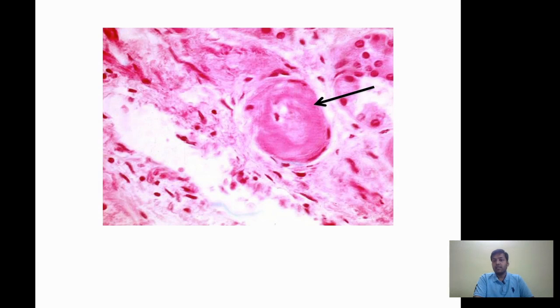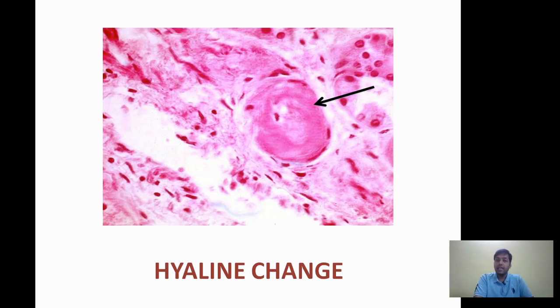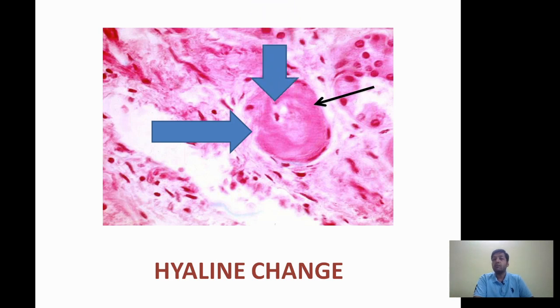So let us look at this basic diagram. This particular change is called hyaline change. See how this is an artery. See how there is a thickening of the walls of this artery, and see how the lumen has become narrow.